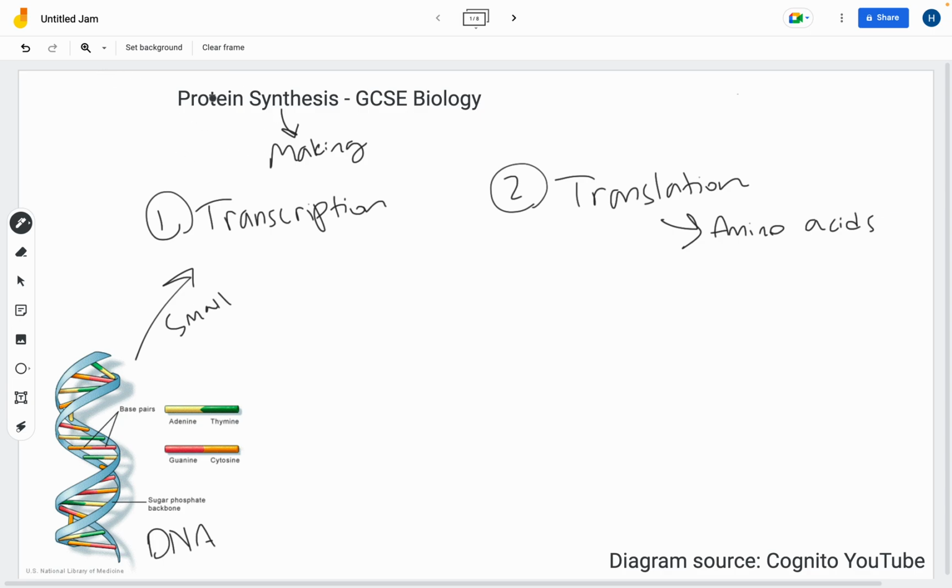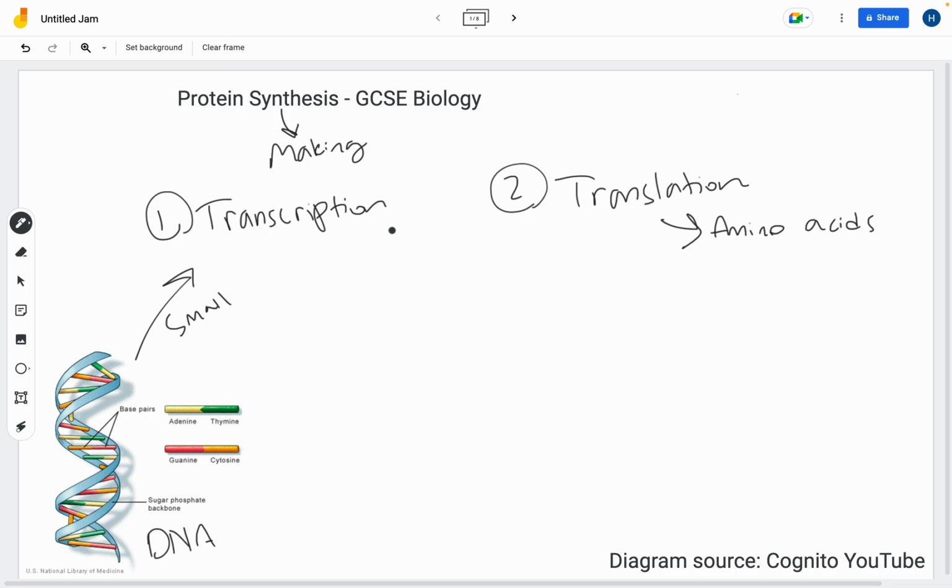So the process of making proteins, so protein synthesis, is you take a DNA, you make it smaller through transcription, and then you translate that smaller version into amino acids so that they can collectively join together in order to form a protein. Now that's just a short, simple definition, I'd say. Let's dive into it a lot more deeply now.